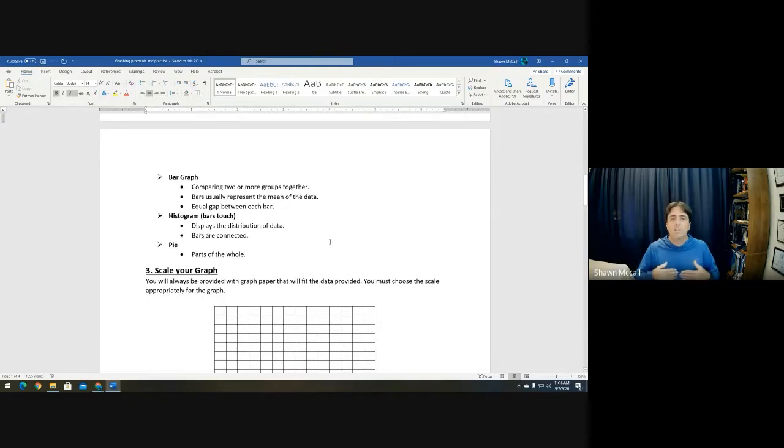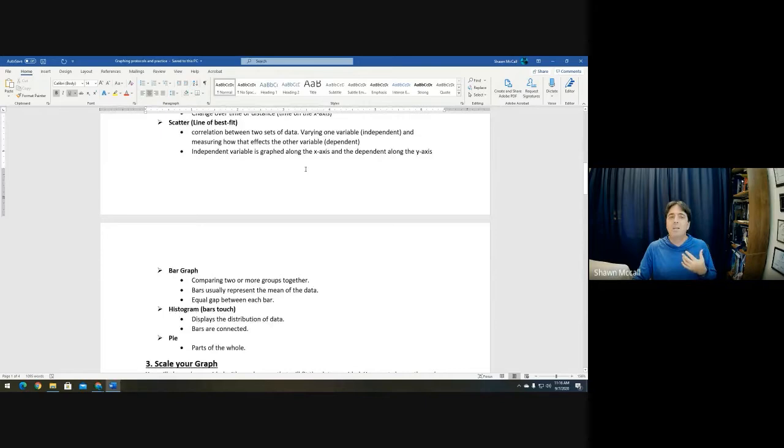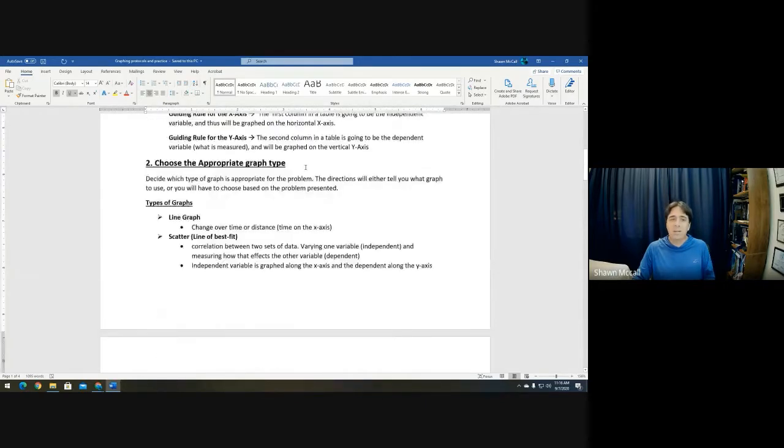Histograms are bars that touch. They display a distribution of data. Bars are actually connected in this particular instance. We're not going to get into histograms too much, and we'll have some practice somewhere along the way. Pie charts, of course, are those lovely circles all separated out like a piece of pie, where you have various parts of the whole.